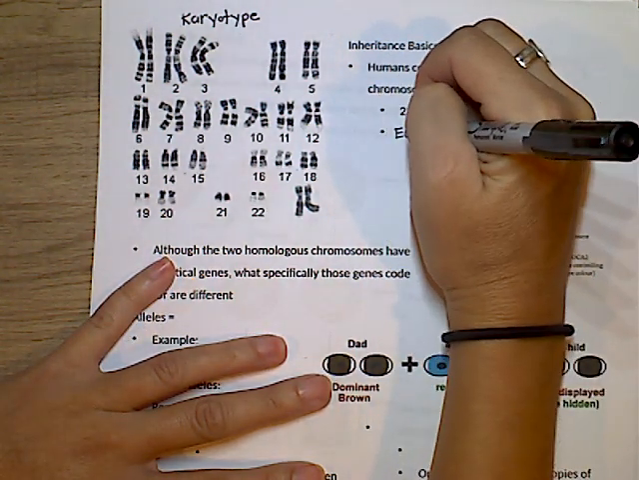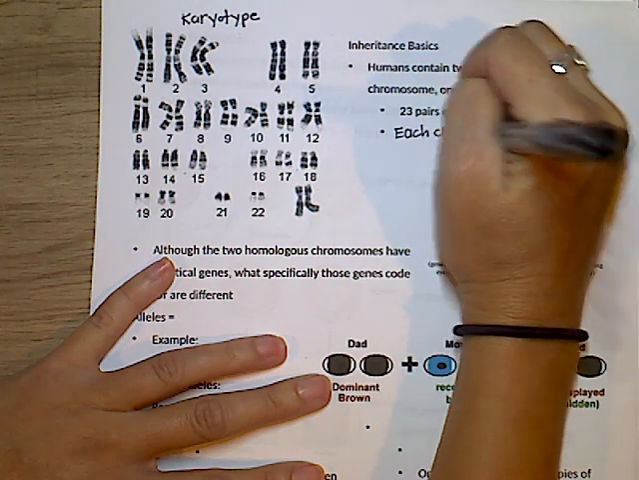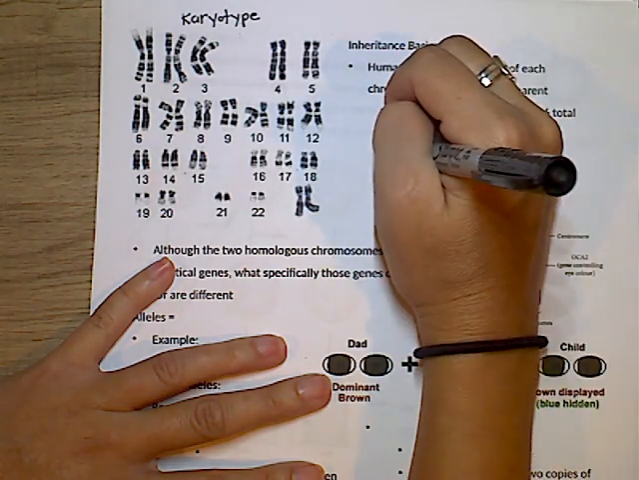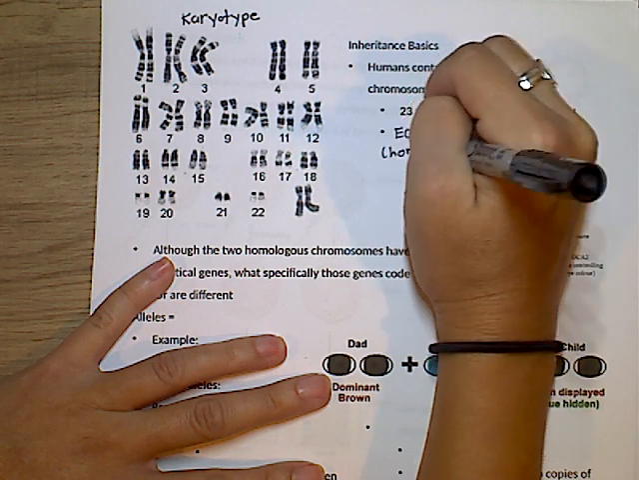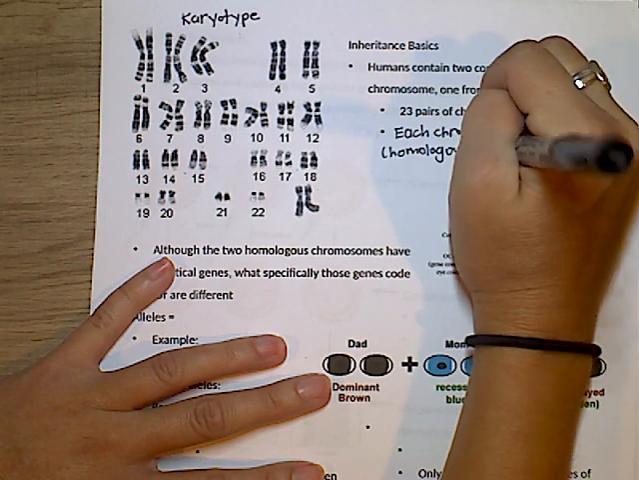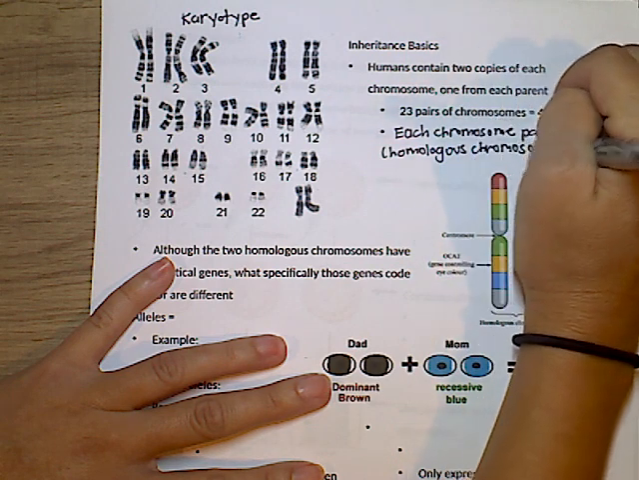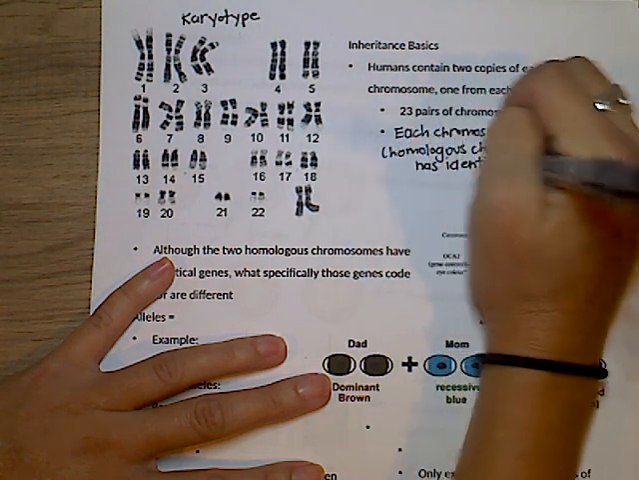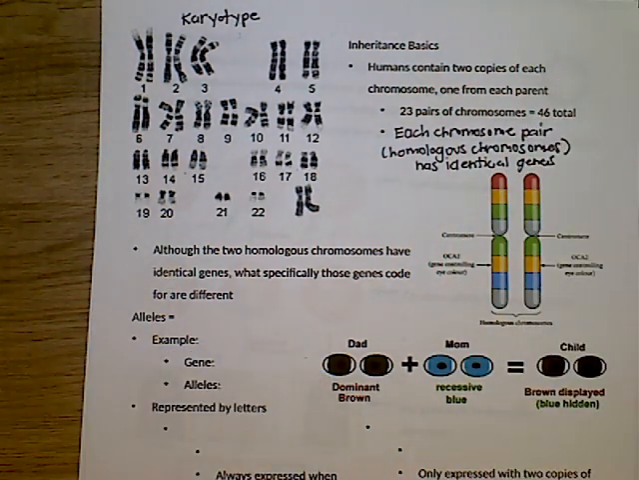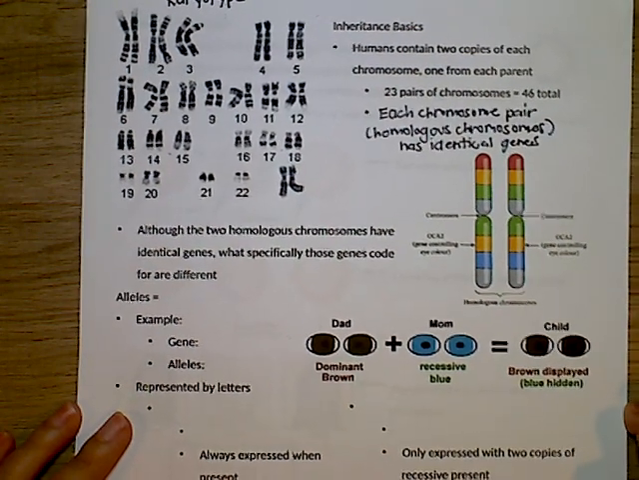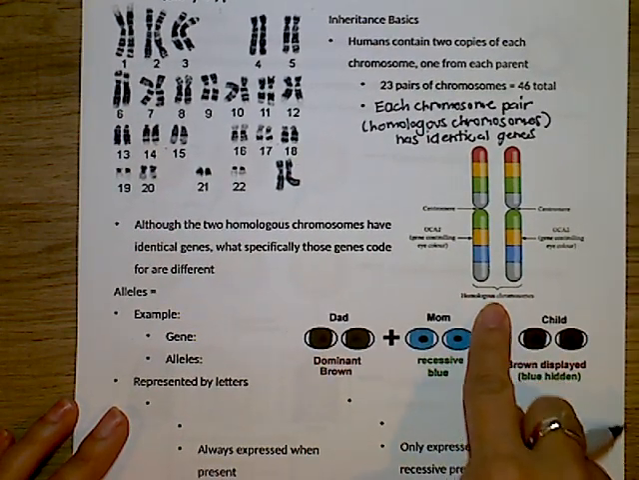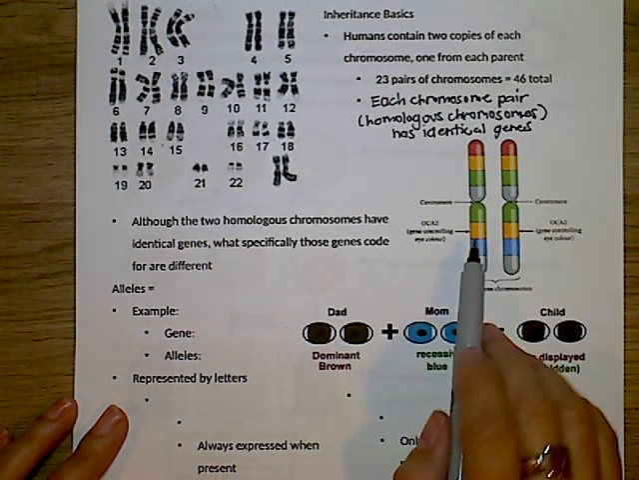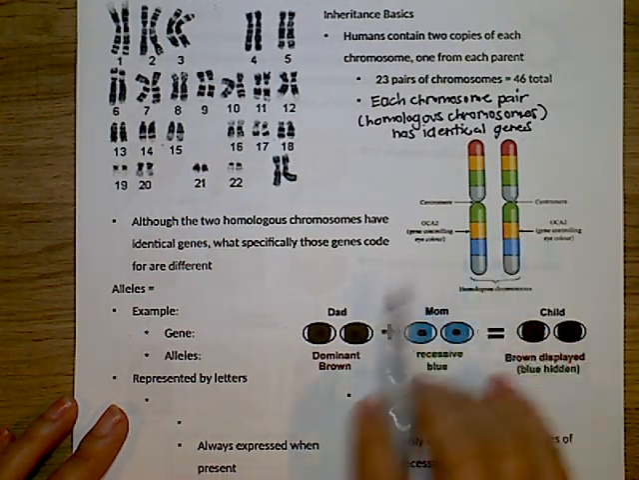And each chromosome pair, which we call homologous chromosomes, has identical genes. So here we have a pair of homologous chromosomes, one from mom, one from dad. I'm always doing the mom on the left, the dad on the right. That's just how I'm doing it. But anyway, they will have the same gene at the same spot on each homologous pair.